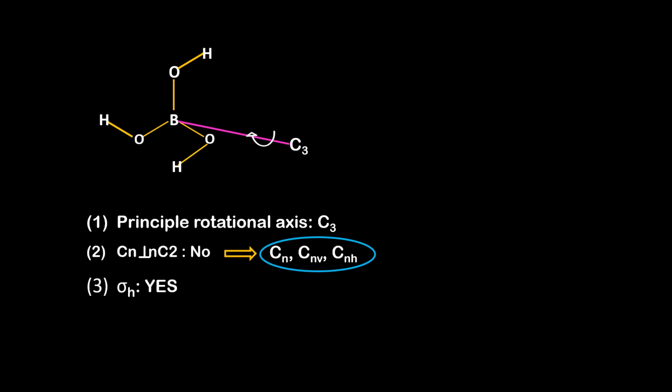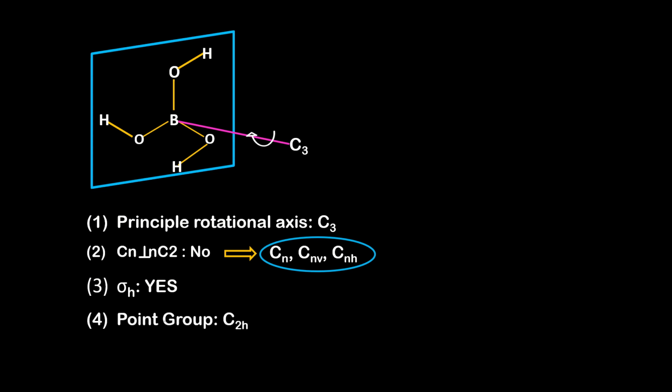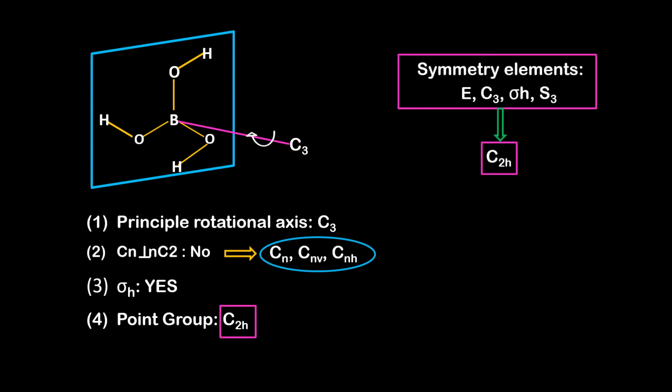Third, is there any sigma H? Yes, here one sigma H is present in the boric acid. So the point group will be C2H. Here are the symmetry elements for the C2H point group.